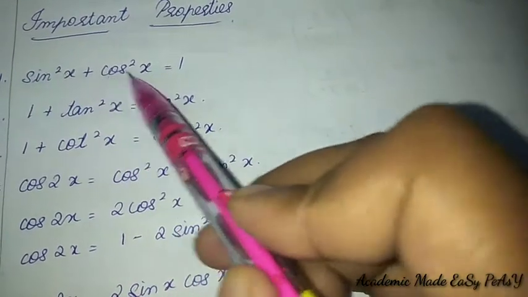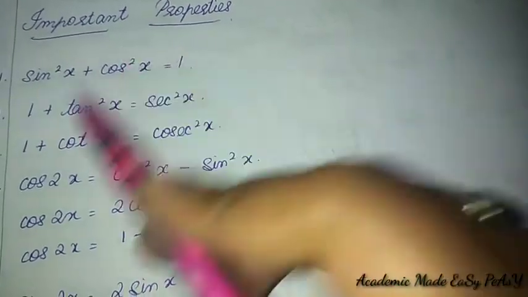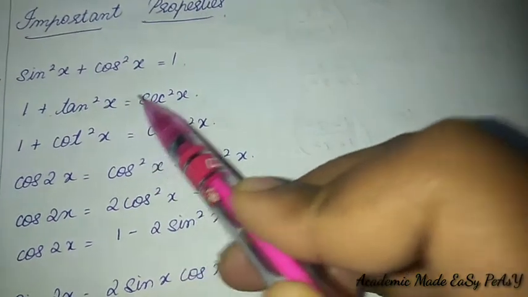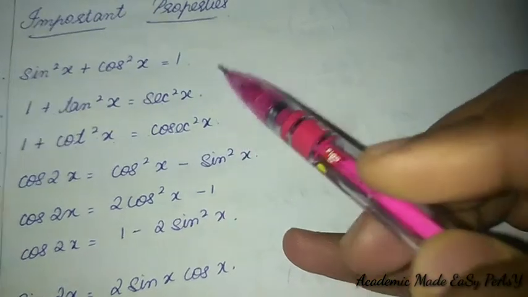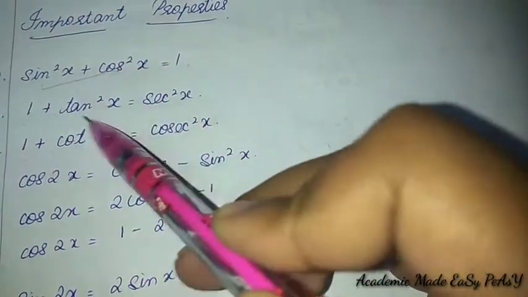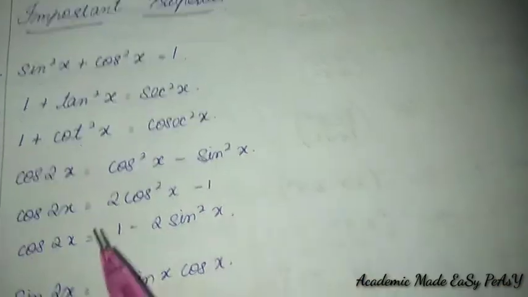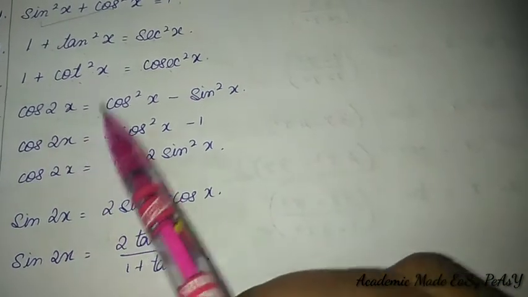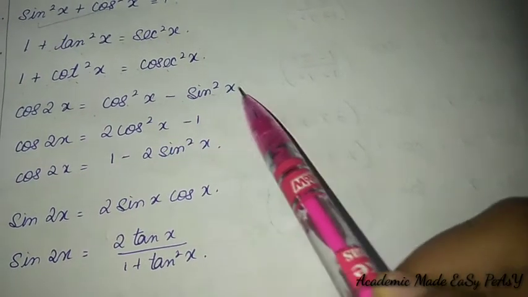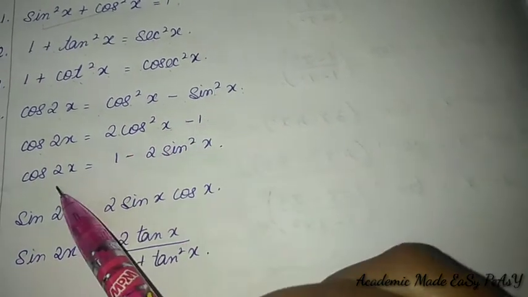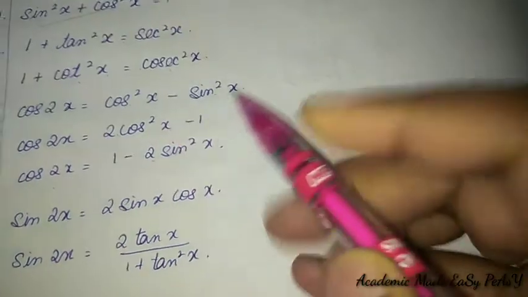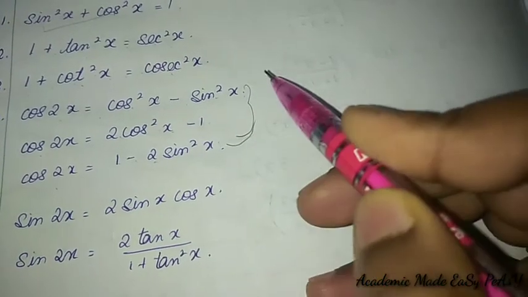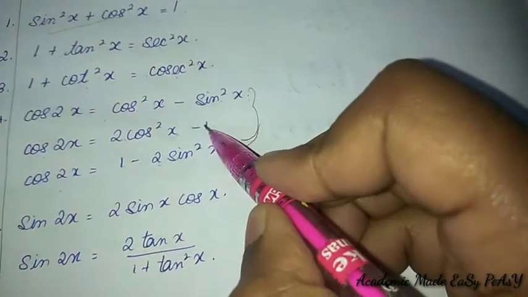So sine square x plus cos square x is equal to 1. 1 plus tan square x is equal to secant square x. 1 plus cot square x is equal to cosecant square x. You have to just relate sine, cos, tan, sec, cot and cosec. Then after that cos 2x is equal to cos square x minus sine square x. Cos 2x is equal to 2 cos square x minus 1. Cos 2x is equal to 1 minus 2 sine square x. So you have to be very clear with this, and this can be asked in any way.